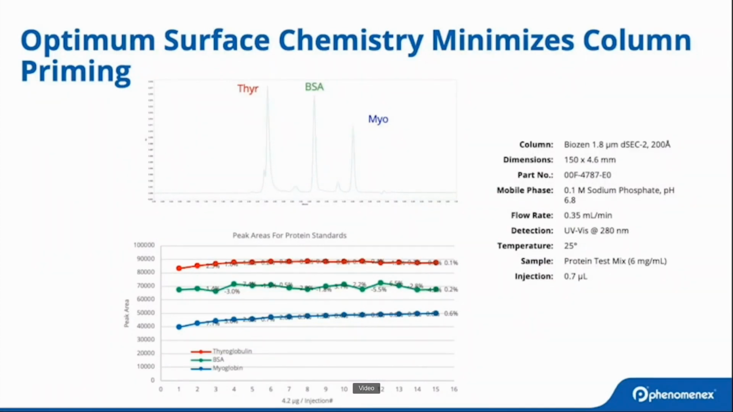Now, 4.2 micrograms isn't an appropriate mass load if we're looking at priming a column, and other proteins may behave differently, but using the guidance of these three different proteins, at least from a surface chemistry and particle development standpoint, we're confident that most proteins should recover most peak areas, allowing you to be confident in that out-of-the-box performance.